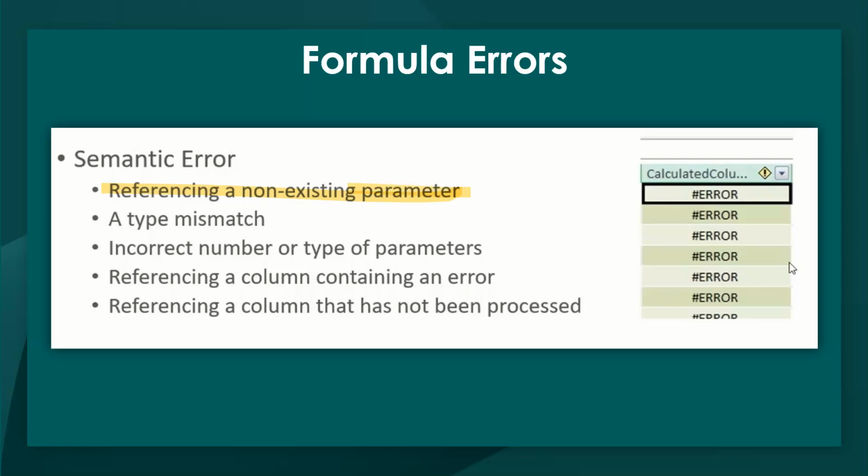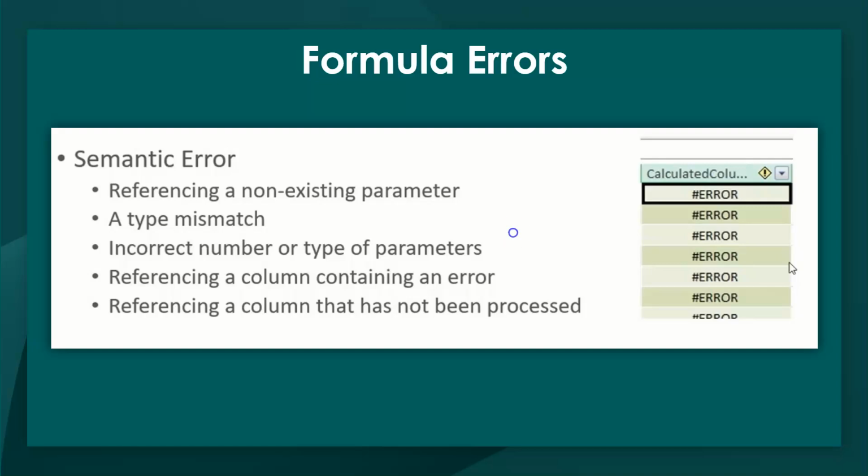A type mismatch: spelling is not correct or any other formatting is not correct. Incorrect number or type of parameters. As I told you, DAX is used to sum the numbers, but in that particular column there are some text or blank cells, or the numbers are not in the proper format. When you refer to a column that already contains an error, definitely it will return an error as well. Referring to a column that has not been processed. So these are some of the situations where you will find semantic errors when it comes to DAX.